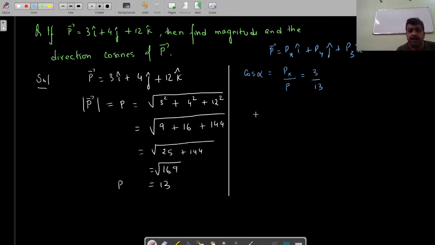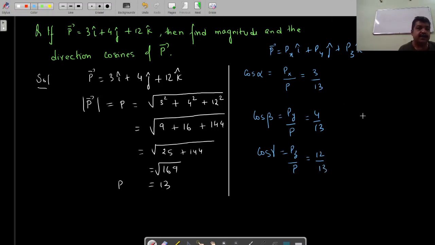Cos beta is py by p. Py is 4, so 4 by 13. Similarly, cos gamma is pz by p. Pz is 12, so 12 by 13. So these are the direction cosines.